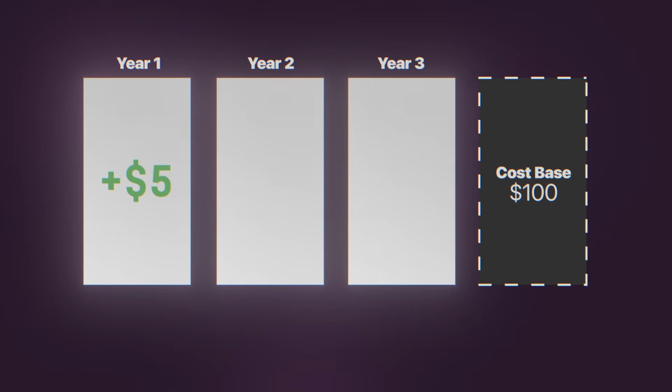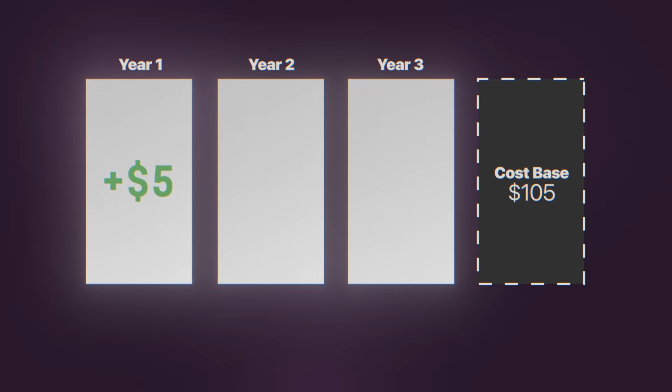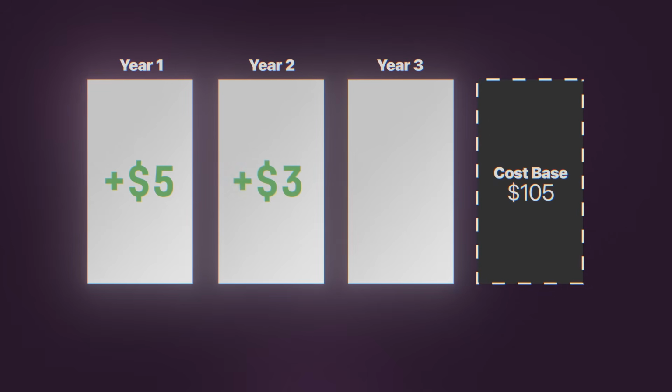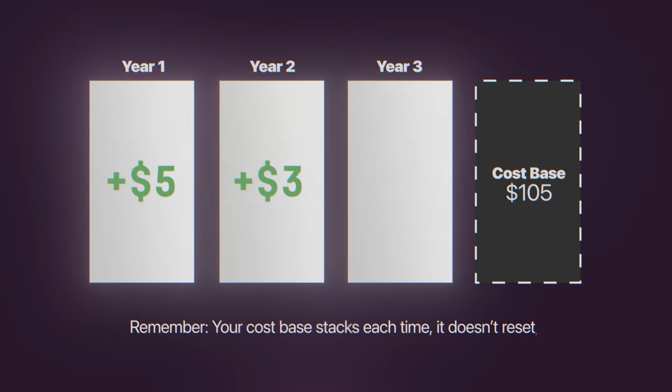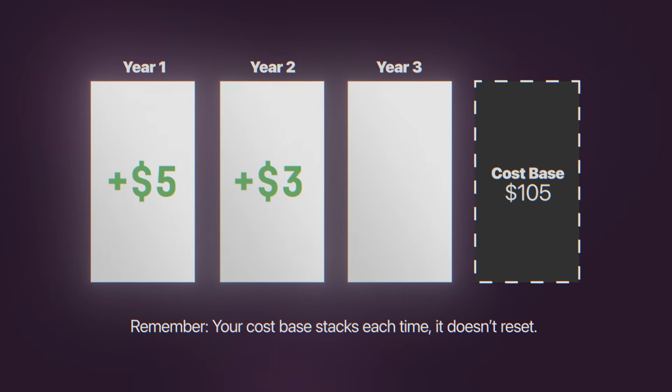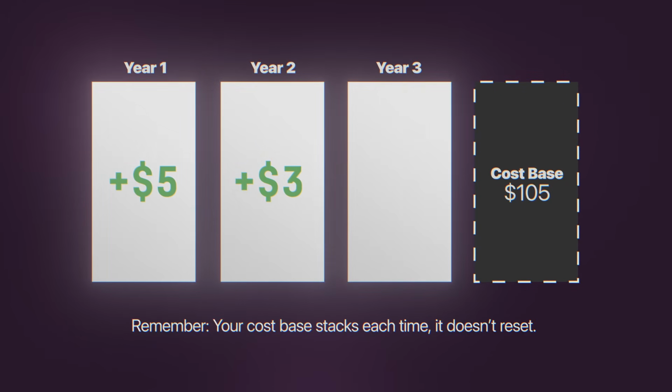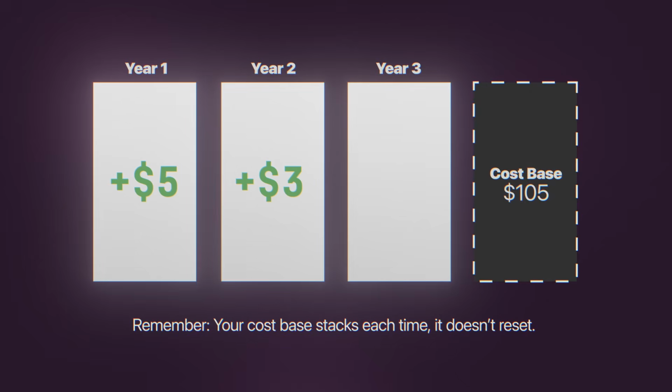You start with an $100 cost base. End of year 1, you get a $5 cost base increase. So now $100 becomes $105. Year 2, another AMIT statement. This time, a $3 cost base increase. Now remember, you do not go back to the original 100, you apply it to the updated number. So now $105 becomes $108.